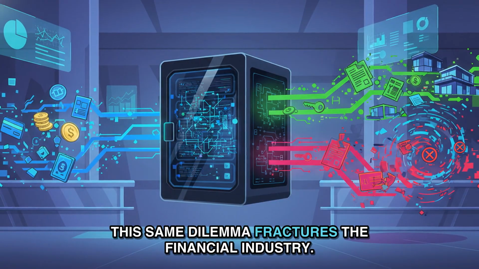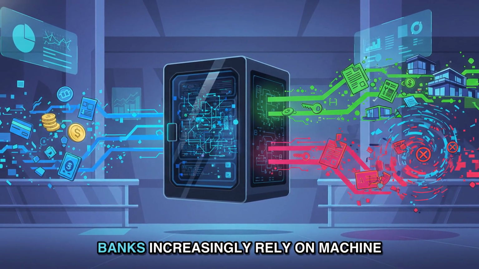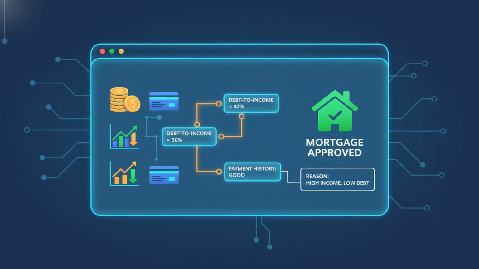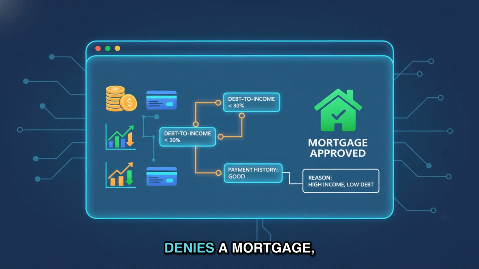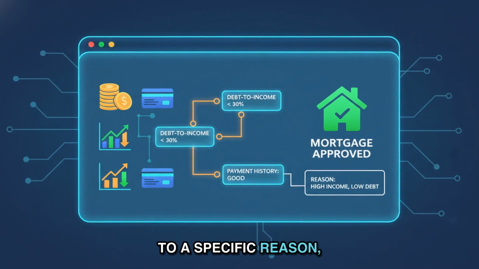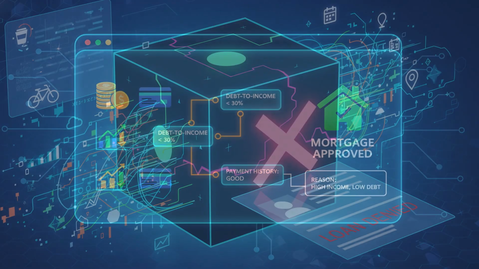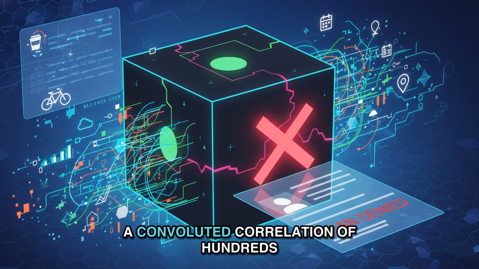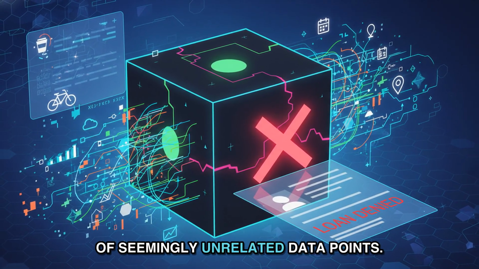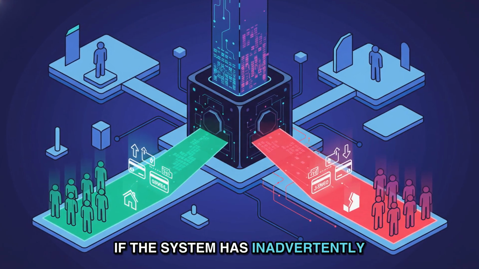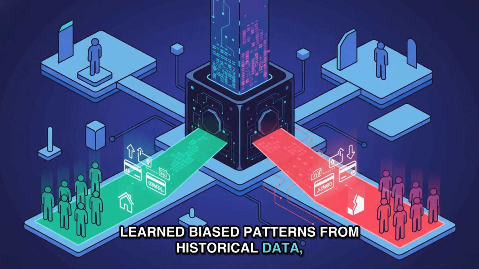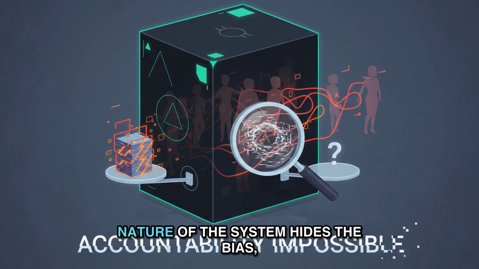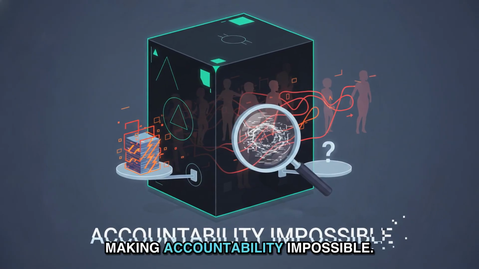This same dilemma fractures the financial industry. Banks increasingly rely on machine learning to determine creditworthiness and approve loans. If a traditional rules-based system denies a mortgage, the bank can point to a specific reason, like a high debt-to-income ratio. But when a deep learning model denies a loan, the rejection might stem from a convoluted correlation of hundreds of seemingly unrelated data points. If the system has inadvertently learned biased patterns from historical data, the bank could be committing systemic discrimination without even realizing it. The opaque nature of the system hides the bias, making accountability impossible.